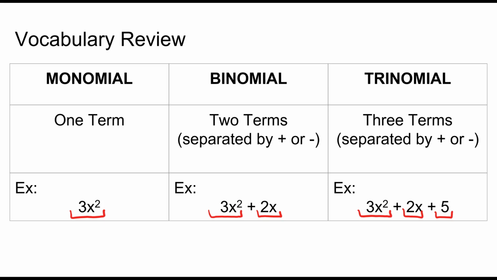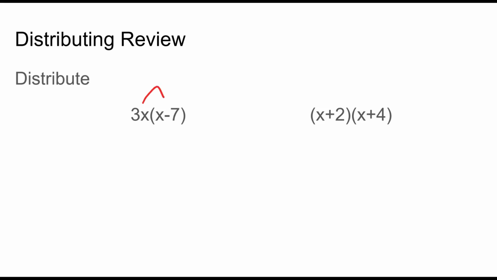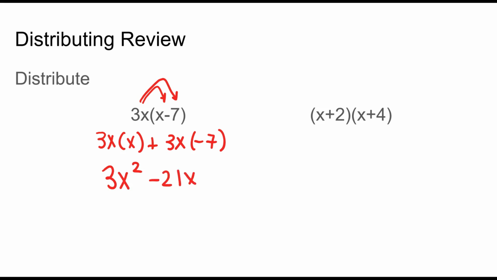Let's review some distributing. So we've got 3x times x plus 3x times negative 7. That's 3x to the second power minus 21x. And now let's think about this for a second. Remember that these two numbers are going to add together to get our middle number and multiply to get our last number. Let's see if it works.